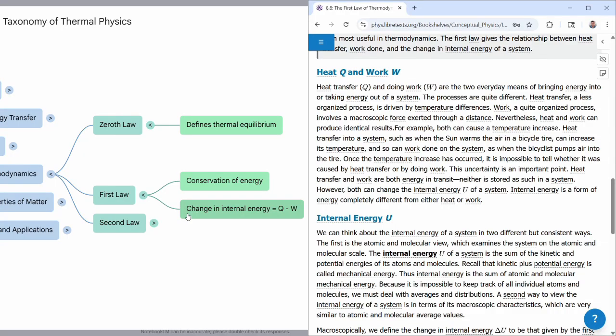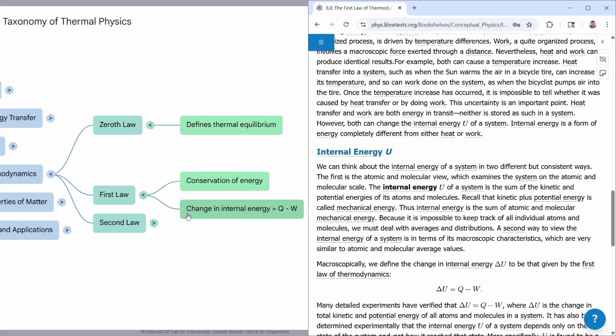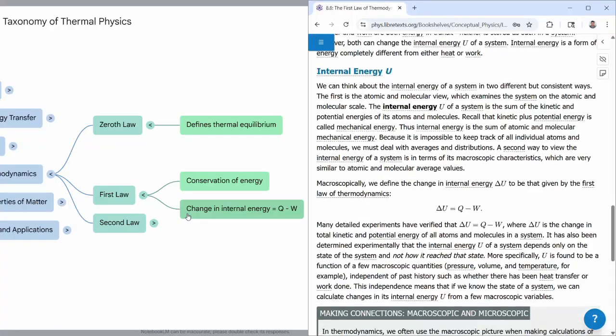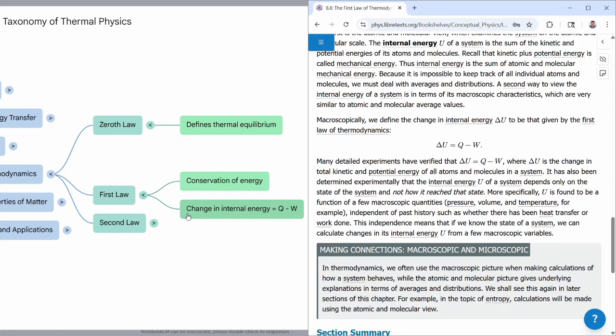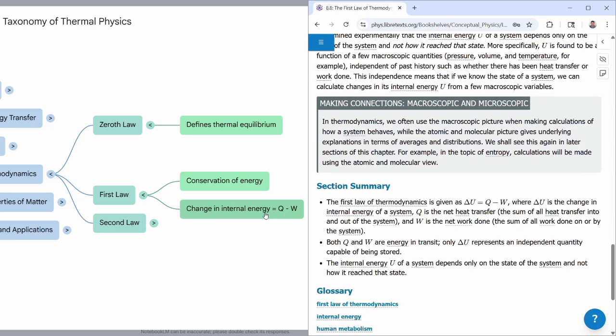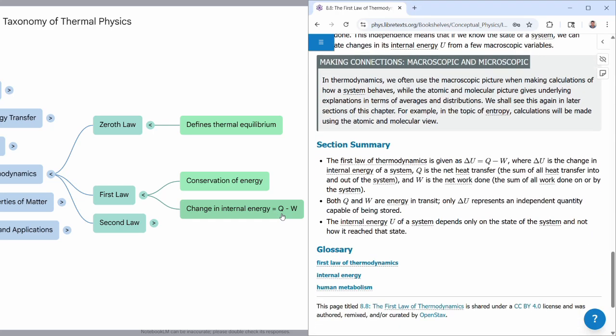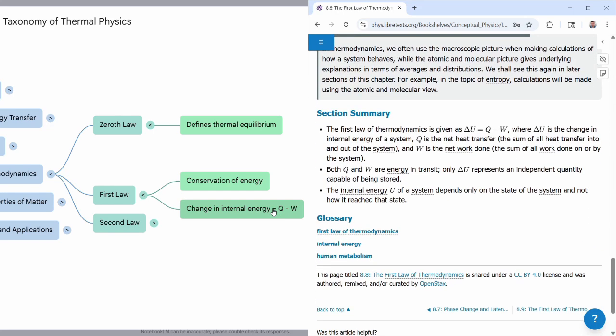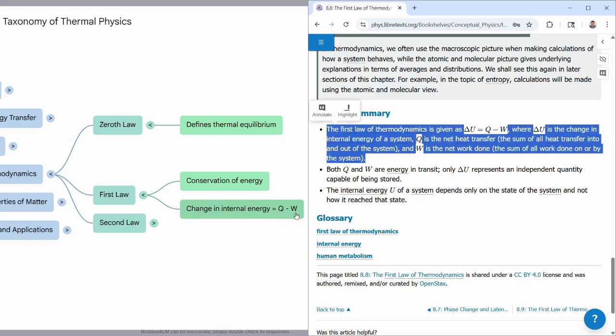So the work being done transfers energy into the system. So in this class, the first law of thermodynamics says the change in internal energy is given by the net heat transfer into the system. So if it's net heat transfer out, this Q will be minus. So net heat transfer into the system minus work done by the system onto the surroundings.